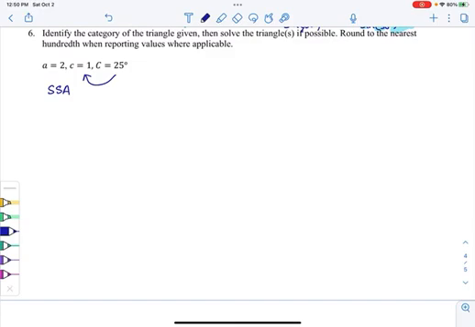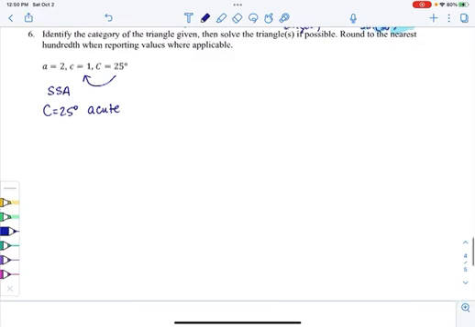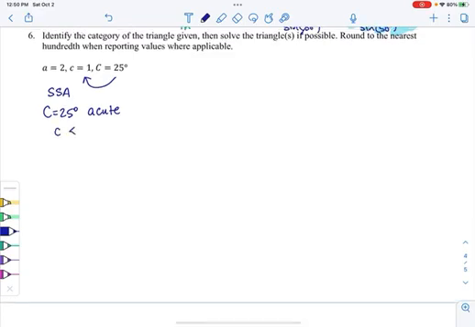I know with SSAs that I could have 1, 2, or even 0 triangles possible. So I'm not quite sure what I have here. I need to do a little bit more investigating. So the next thing I see is that C equals 25 degrees is the given angle, and this is acute. Okay, so now I'm down that part of the path. And then I see that the side it goes with, which is little c equals 1, is less than the other side that's provided. So that tells me that I'm really in this ambiguous, muddy water, and I just don't know if I'm going to have 0, 1, or 2 triangles.